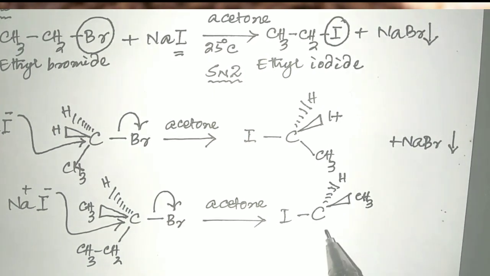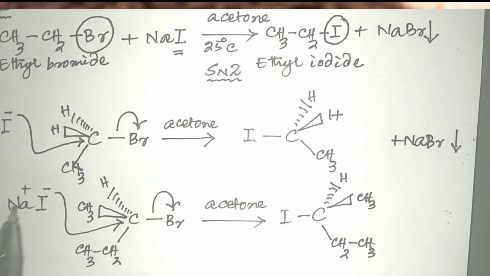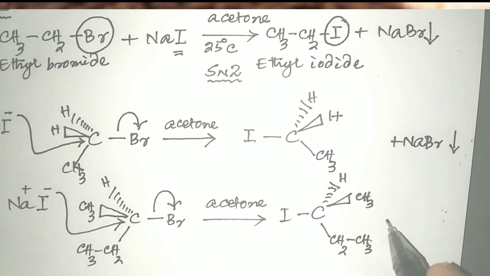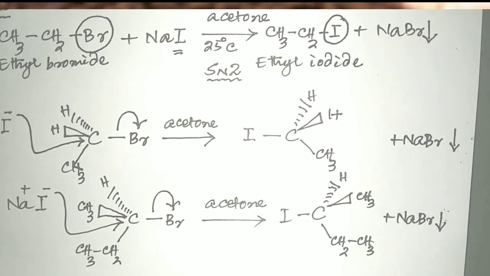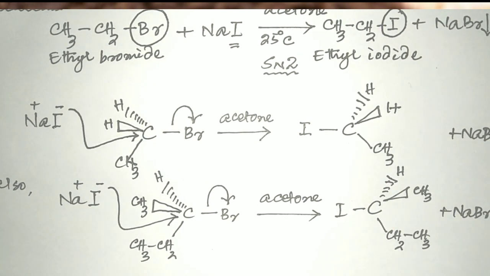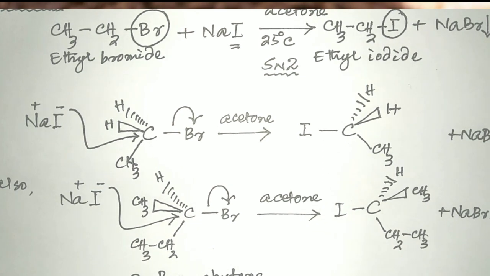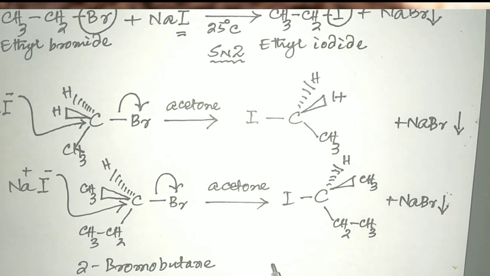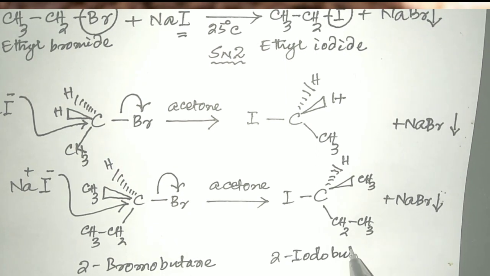means 2-iodobutane. No, the reactant was 2-bromobutane. So here the halide ion has been exchanged, and NaBr will be the side product here. Let us write the names of these reactants and products. Here the reactant was 2-bromobutane and the product formed is 2-iodobutane.